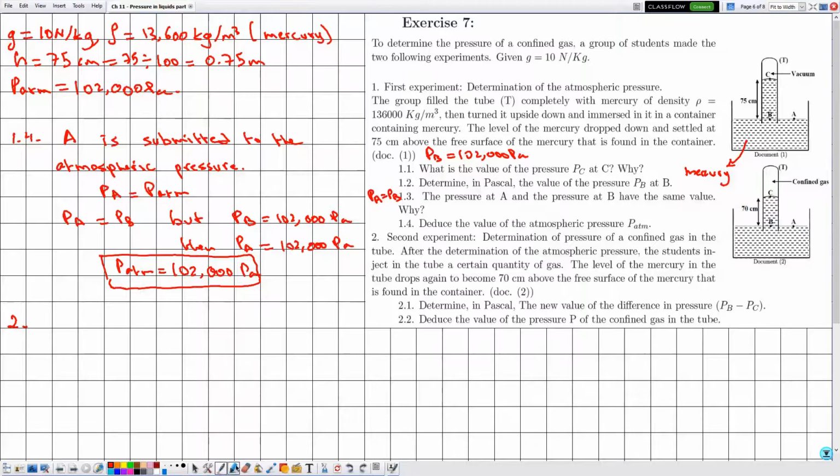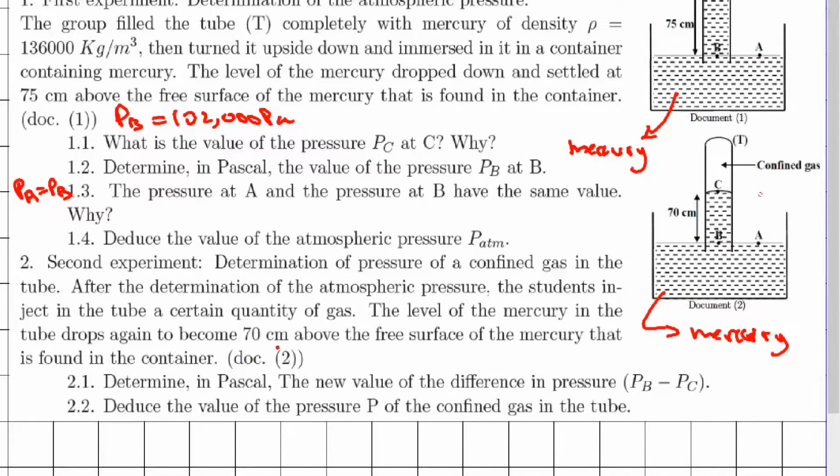So here also we have mercury. Now in the second experiment, the students have injected a gas into the tested tube T from, let's say, this point. This gas is said to be a confined gas because it's found here. This gas will exert a pressure at the point C. For this reason, the level of mercury will drop down from 75 centimeters to 70 centimeters due to the pressure exerted by the confined gas on the surface of this liquid, which is mercury.